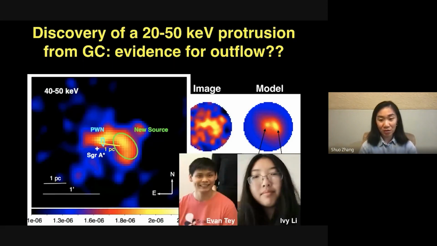And this work is carried out by Ivan Tay and Ivy Lee. Both of them used to be undergrad students at MIT. Right now, Ivan Tay stays at MIT. Ivy Lee is now in a PhD program at Rice University in another subfield of physics. But they did this amazing work.